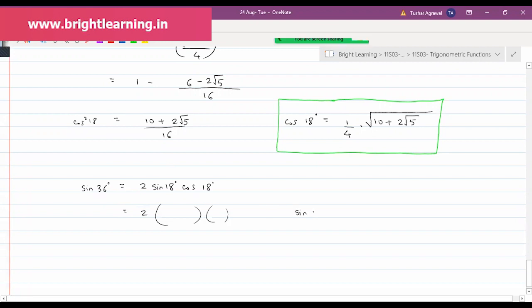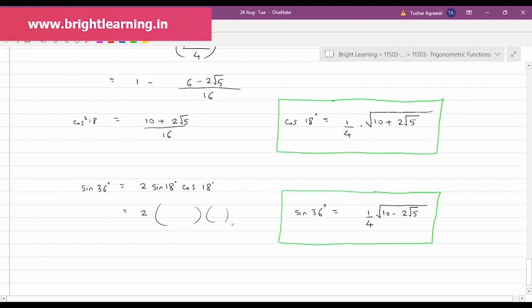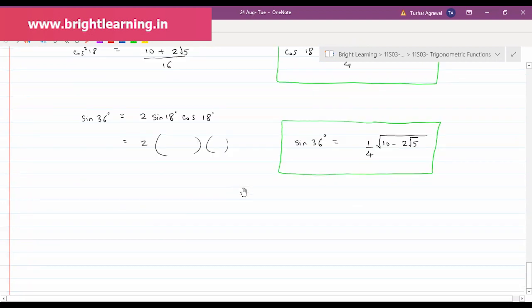Sine 36 degree will be equal to 10 minus 2 root 5 under root, this is 1 by 4. Something similar to cos 18. Cos 18 is 1 by 4 under root of 10 plus 2 root 5. Sin 36 is 1 by 4 under root of 10 minus 2 root 5.